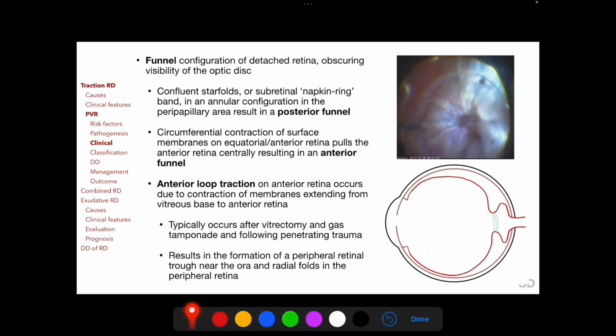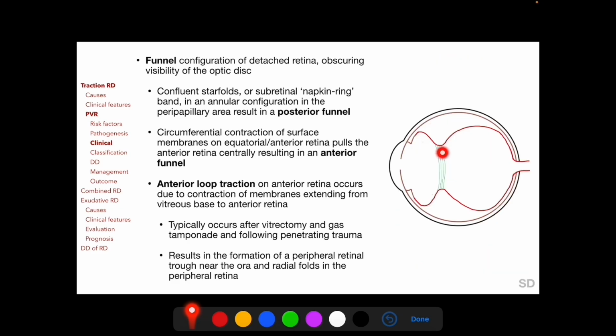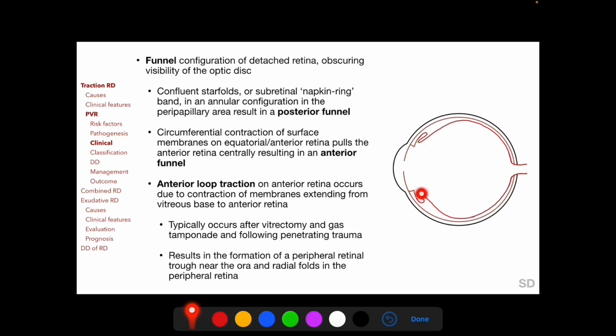Still later, the detached retina can take up a funnel-shaped configuration, obscuring the visibility of the optic disc, and circumferential contraction of surface membranes on posterior or peripapillary retina results in a posterior funnel configuration of the detached retina. Circumferential contraction of surface membranes on anterior or equatorial retina results in an anterior funnel configuration of the detached retina, and anterior loop traction on anterior retina occurs due to contraction of membranes extending from the vitreous base to the anterior retina, resulting in the formation of a peripheral retinal trough near the ora serrata.